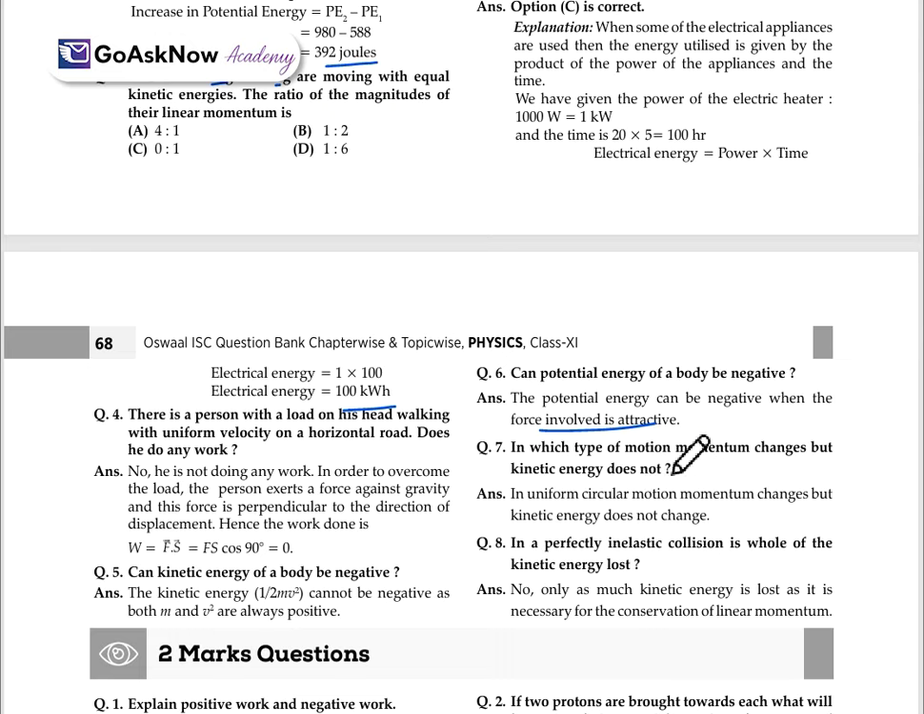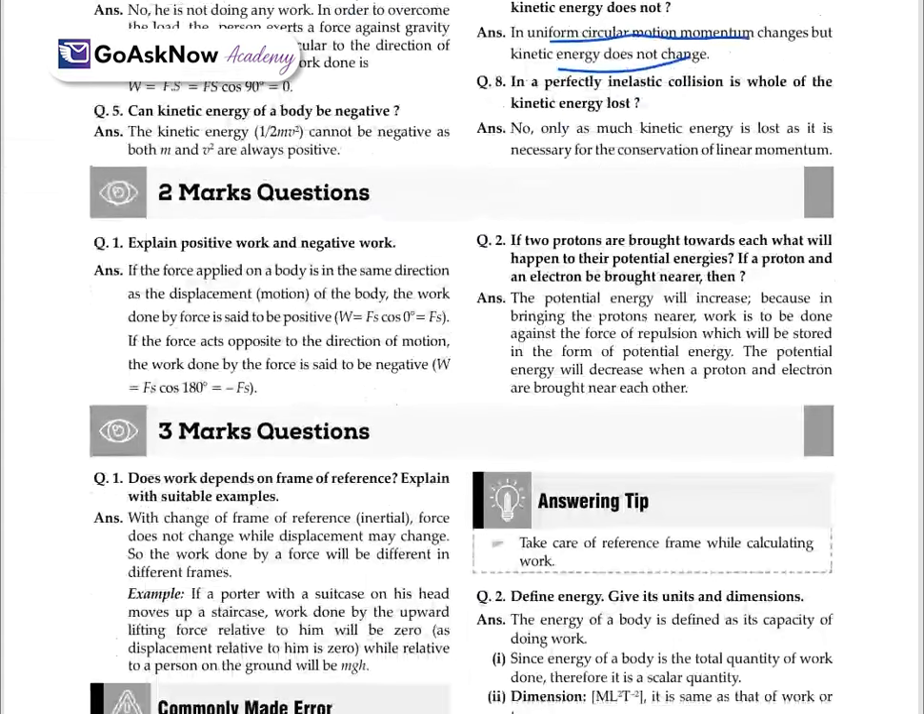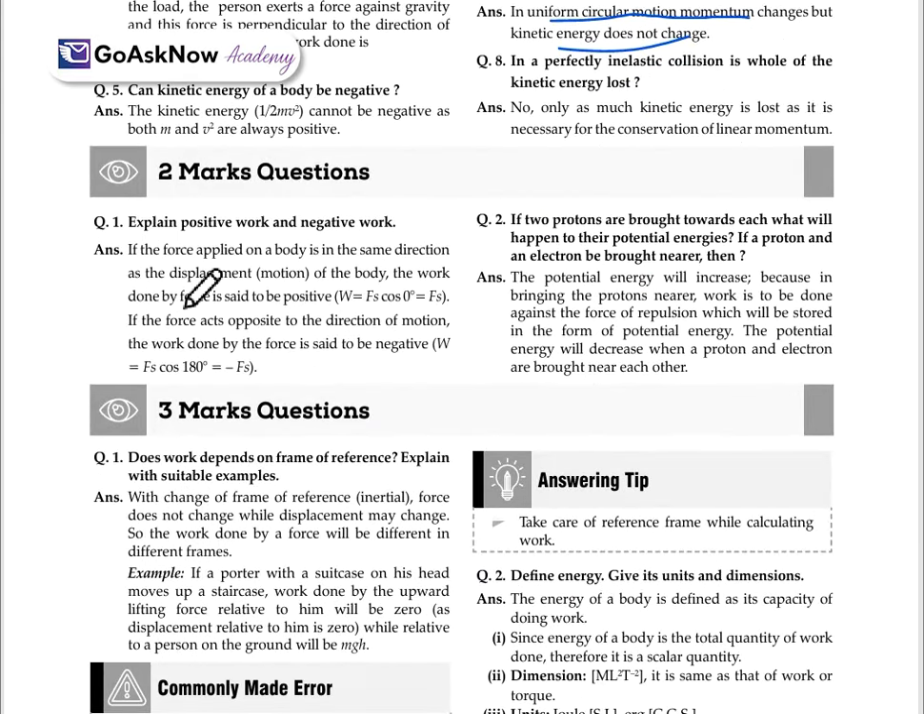In which type of motion does momentum change but kinetic energy does not? In uniform circular motion, momentum changes but kinetic energy does not. Always keep this in mind: uniform circular motion. So this is all about the 1 mark questions. Moving to the next, we have 2 mark questions.